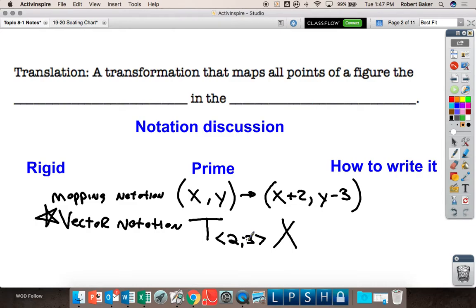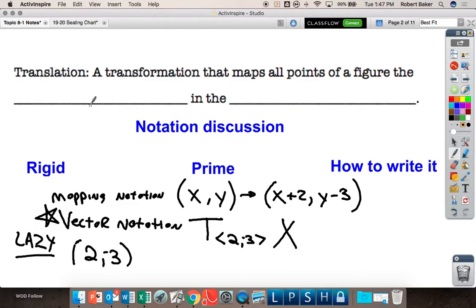And then you also see this one: parentheses 2, negative 3. This is the lazy way. You just put the coordinate 2, negative 3 down. It's just telling you 2, negative 3. So I think we're having an issue with this right here. Why does this mean right 2, down 3? That makes sense to anybody?